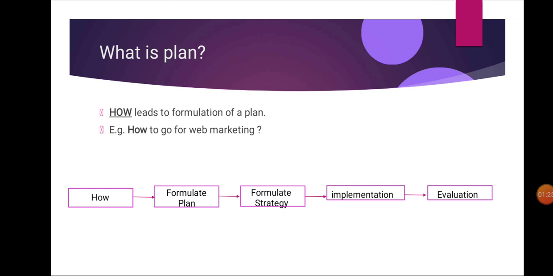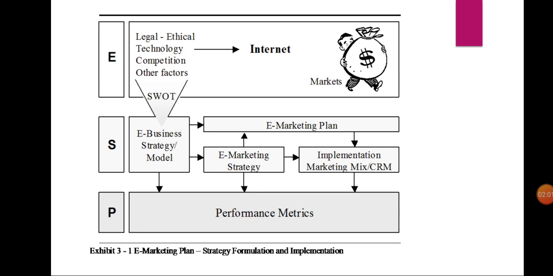For example, how to go for web marketing. If you have a brick and mortar store and you would like to go for web marketing, the question comes how. So the basic process is that how leads us to formulate a plan. That plan needs a strategy, and those strategies and plans we have to implement. Once we implement the plans, we have to evaluate how the plan is going against a set of standards.